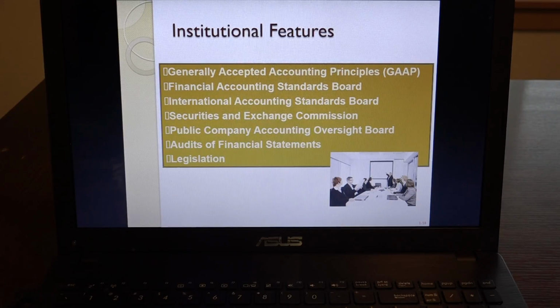Now, the body that sets these rules is called the Financial Accounting Standards Board, otherwise known as FASB.